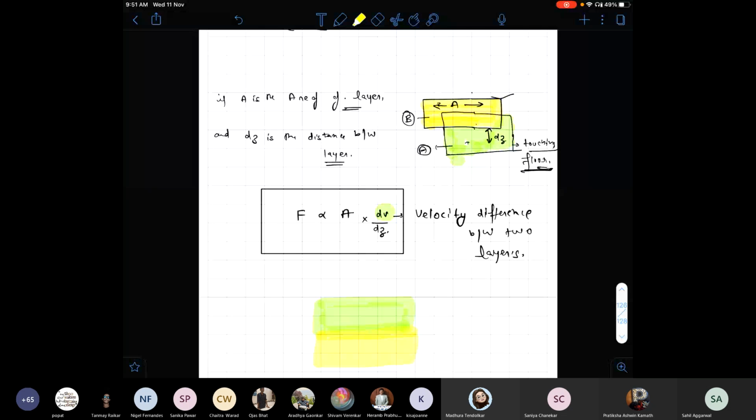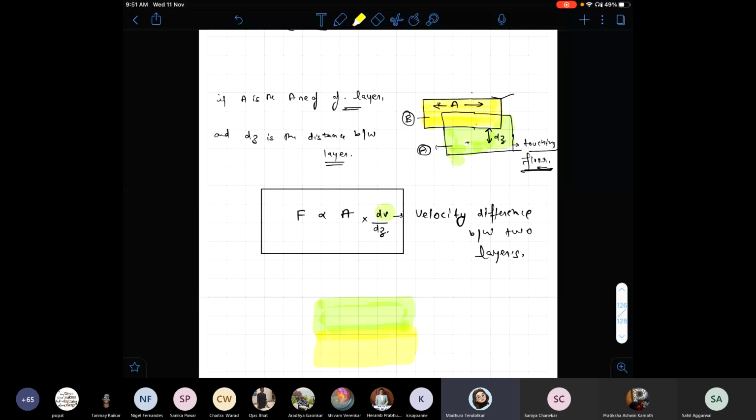If you increase the distance between the two layers, it will go away from the static position. If you increase the distance between the two layers, it will go away from the static layer, and it will be able to move more.